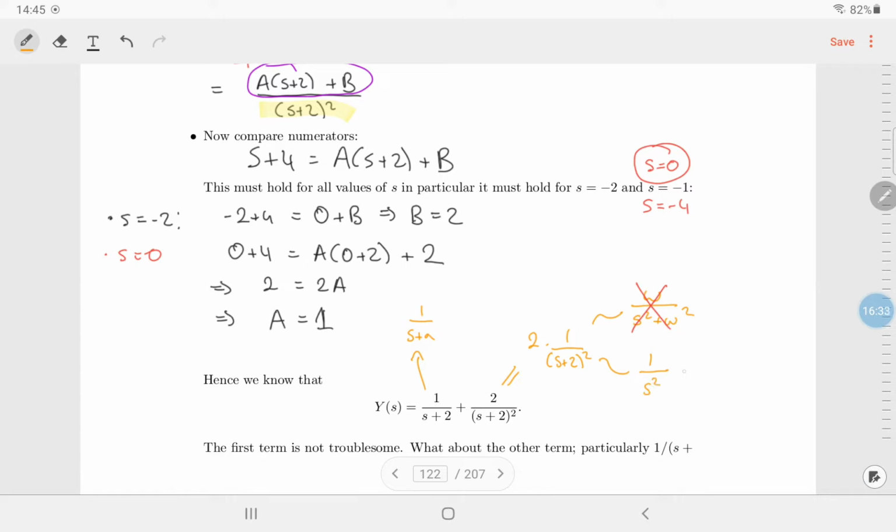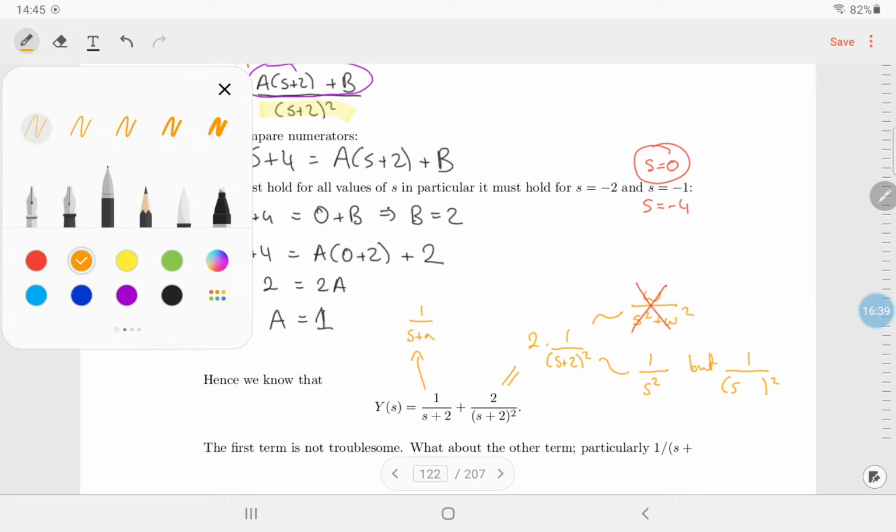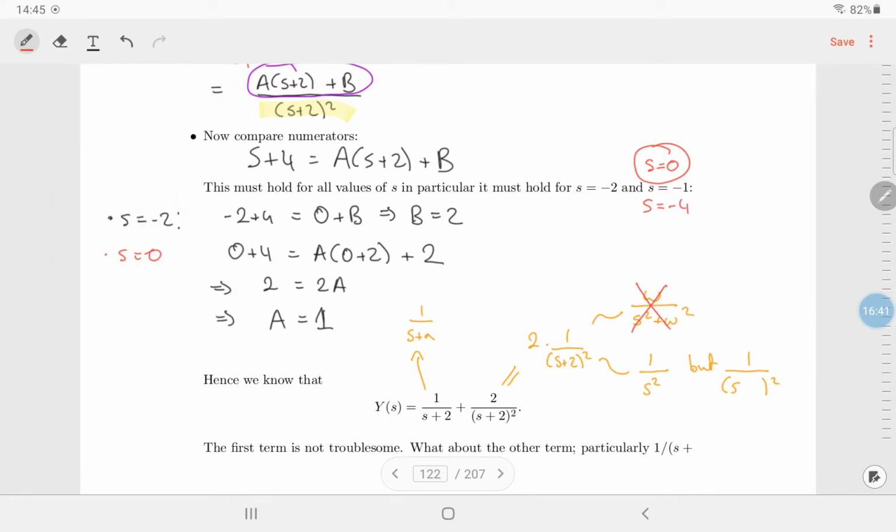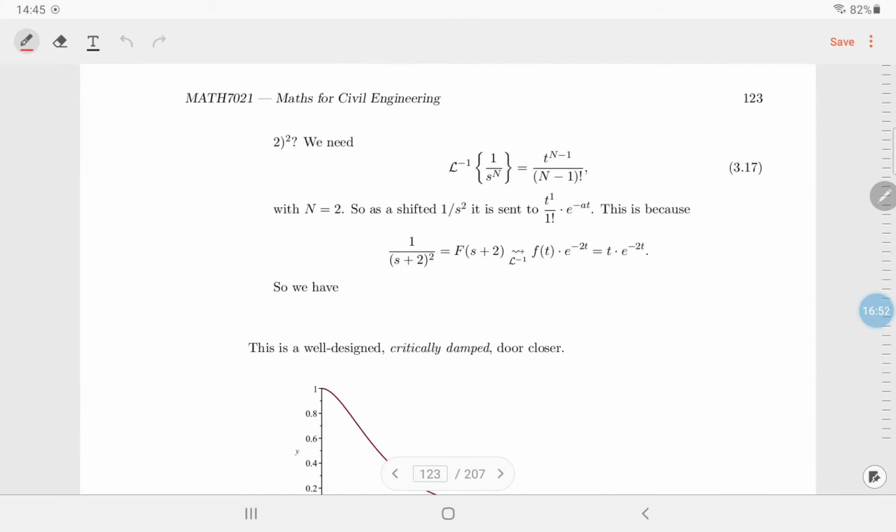but shifted. So instead of s, you have s plus 2, but in terms of the formula it's s plus a. So it's a shifted 1 over s squared, and we're not worried about the 2 at the start. Okay, so what you need is what 1 over s squared is sent to. Let's write down some stuff here.